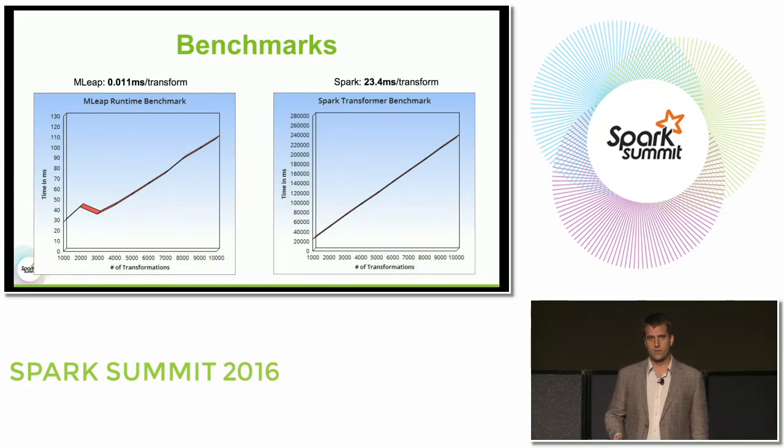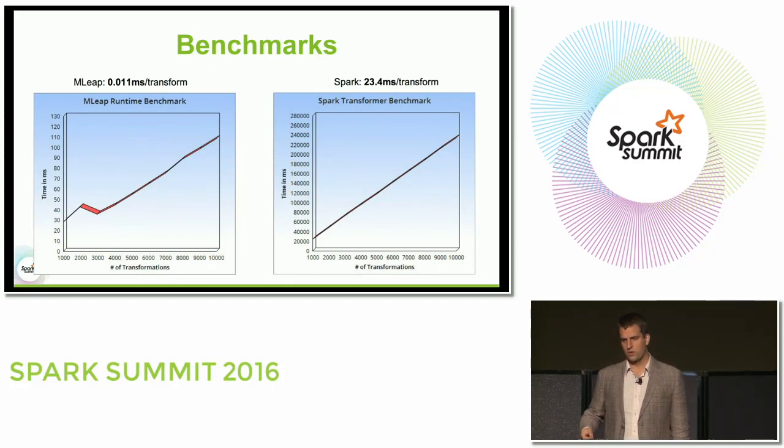The only problem is that Spark data frames are immutable data structures. So if you want to transform them, you have to create this thing called an execution plan. And then once you've created the execution plan, you can actually transform your data. And that operation takes a long time. So that's why you see this huge speed difference between MLeap and Spark.